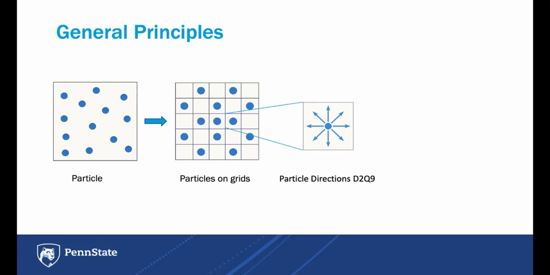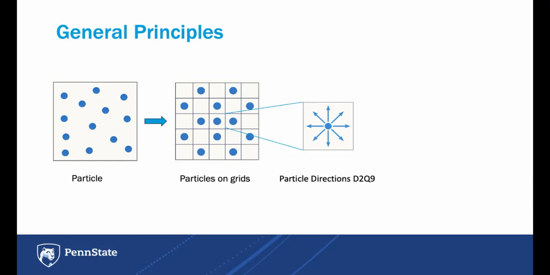The D2Q9 layout ensures symmetry and conservation. Symmetry means the fluid behaves the same in all directions, which is important for accurate physics. It also ensures that mass and momentum are conserved.